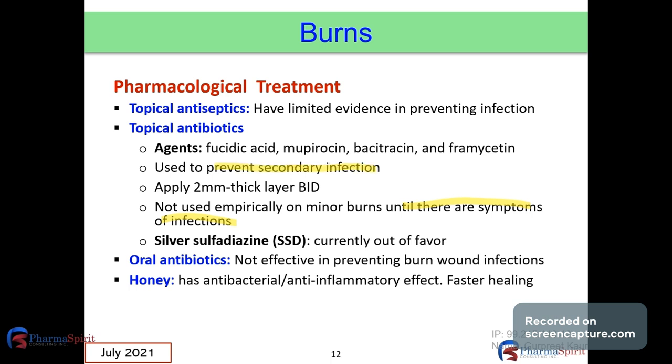Silver sulfadiazine used to be a first line agent, but currently it's out of favor because it was found to be associated with poor healing. So we don't use it anymore. Oral antibiotics are not effective in preventing burn wound infection. Finally, honey. Honey has antibacterial and anti-inflammatory effect, and it promotes faster healing. And actually, applying honey to the burn wound was found to make the healing faster by 4 to 5 days compared to other conventional therapies. So the faster healing is about 4 to 5 days faster healing compared to other conventional therapies.